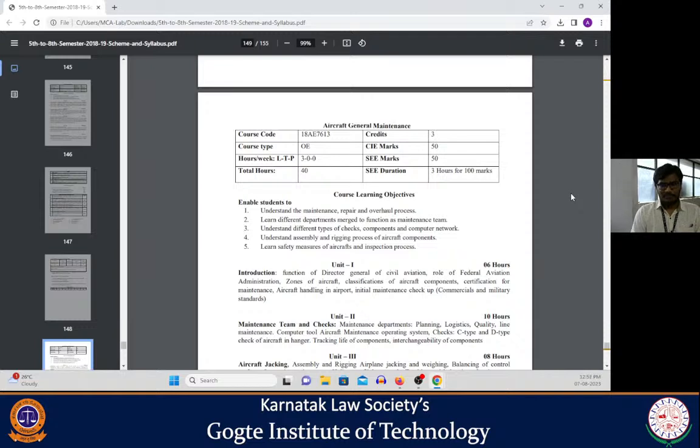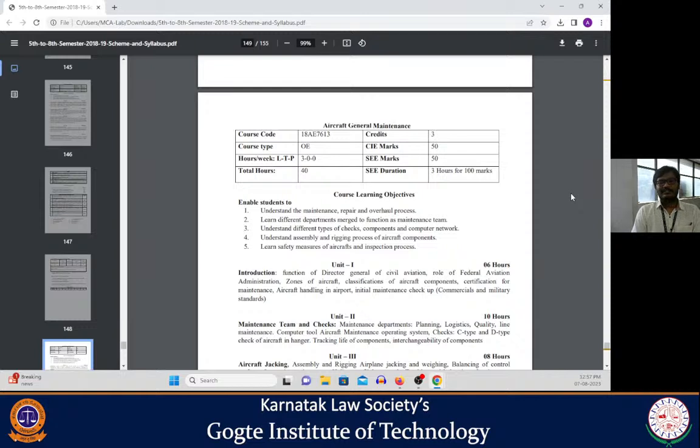Our previous Belgaum airport director was from a civil department background, so we know the opportunities here, whether it is the Airport Authority of India or the Director General of Civil Aviation. Every year they recruit many posts for different backgrounds, not only aeronautical but also mechanical engineering and others. So the main aim of this course is to train students for these particular jobs.